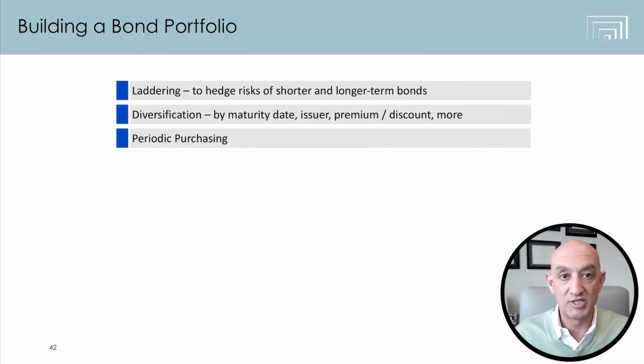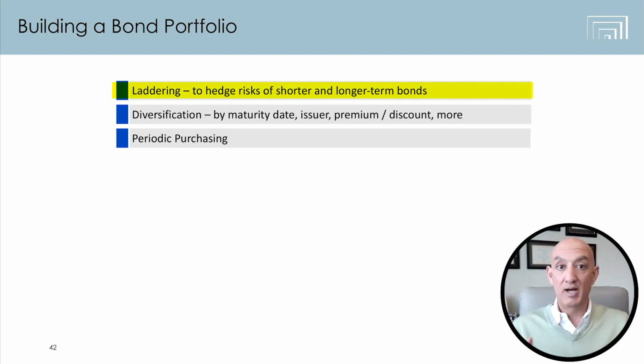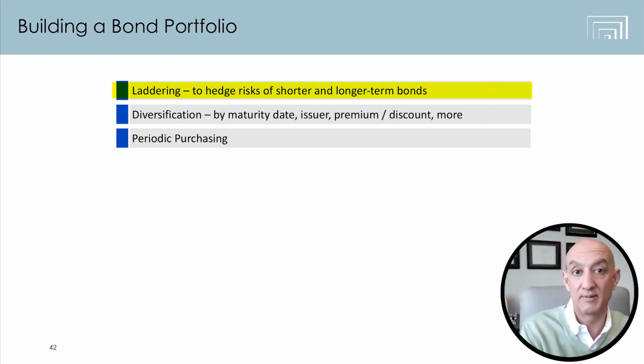So some strategies are, one is laddering. So you can buy a 1-year, 2-year, 3-year, 4-year, 5-year, up to a 10-year or even a 30-year, buy different years so that you're locking in the rate on longer bonds and then at the same time have some shorter term bonds in case rates go higher.